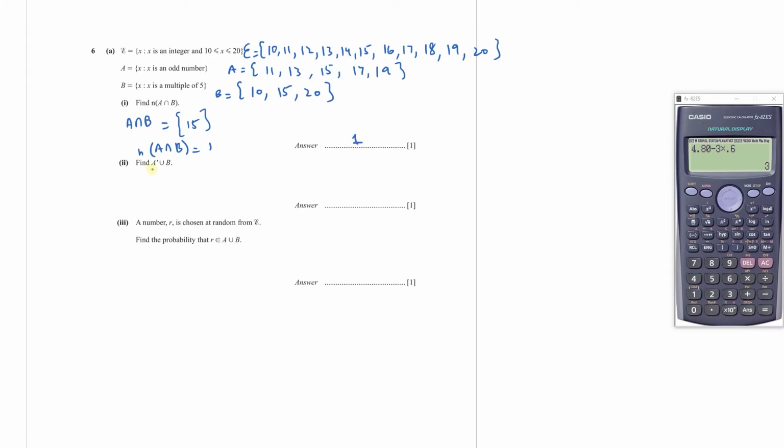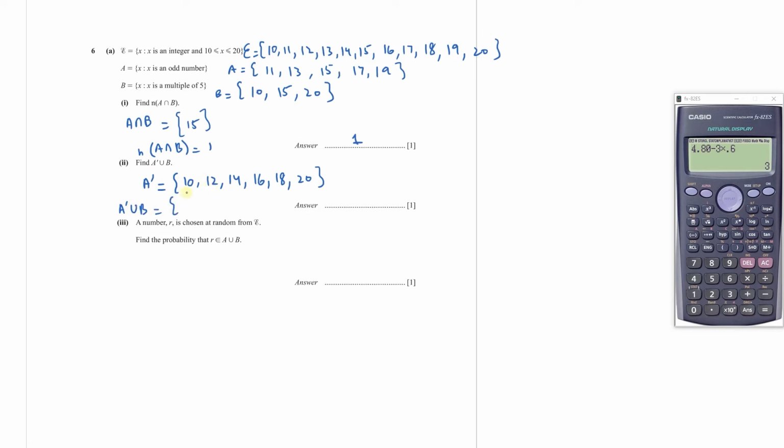The next part is to find A complement union B. So let's first find A complement. A complement will be all the numbers that are not present in A, which basically means all the even numbers, because A is a set of all odd numbers. So let's write down all the even numbers from the universal set. These will be in A complement. And then you have to find A complement union B.